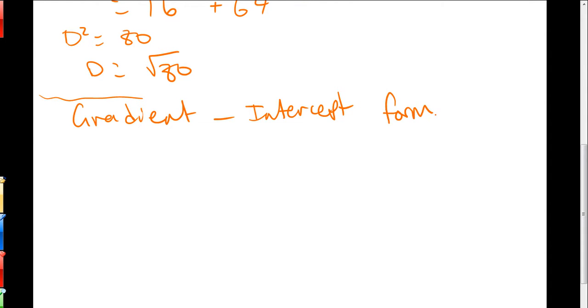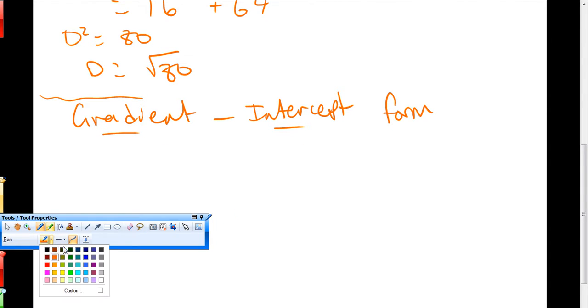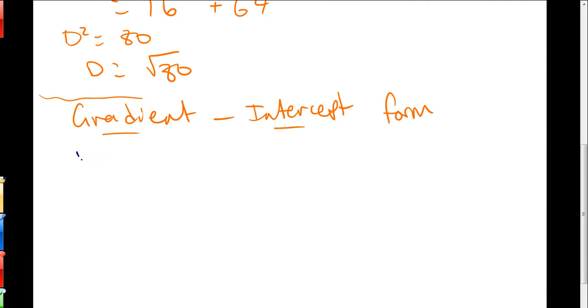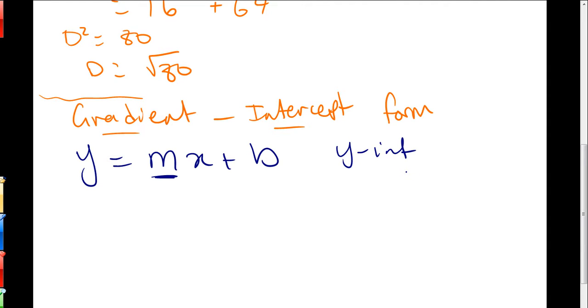Alright, now you learned what's called the gradient intercept form. So it must have a gradient, it must have an intercept. That's the whole point of it, right? The form of it looks like this. That's my gradient. So whatever's in front of my x is my gradient. If it's negative, then you have to say that negative as well. And b is my y-intercept. Okay, it's not the x-intercept, it's the y-intercept.